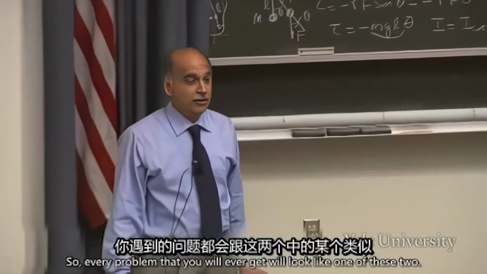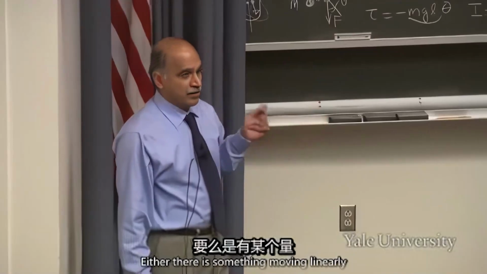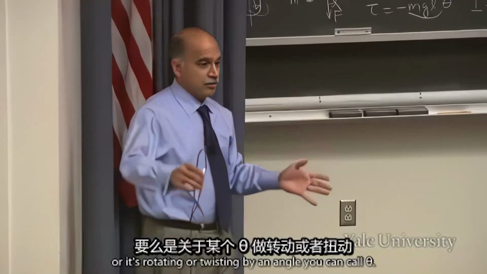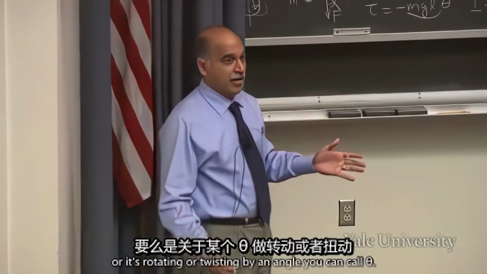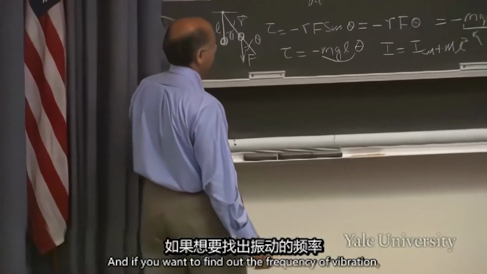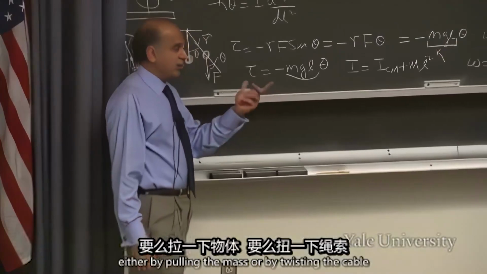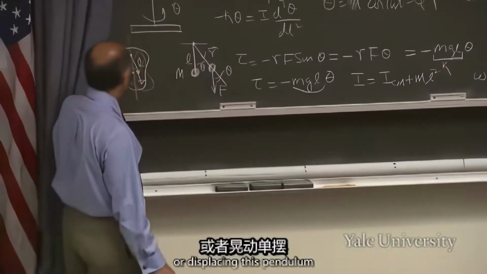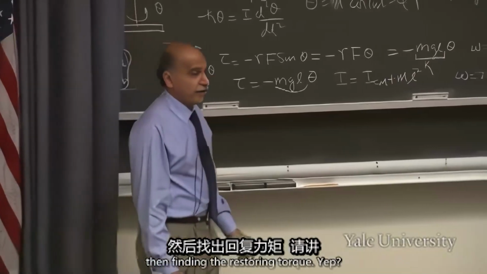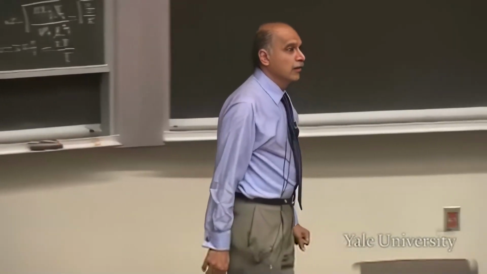So every problem that you will ever get will look like one of these two. Either it's something moving linearly with a coordinate that you can call x, or it's rotating or twisting by an angle you can call theta. And if you want to find out the frequency of vibration, you have to disturb it from equilibrium, either by pulling the mass or by twisting the cable or displacing this pendulum from its ideal position here, then finding the restoring torque. Yep? What can we say about the restoring torque in the twisting example?